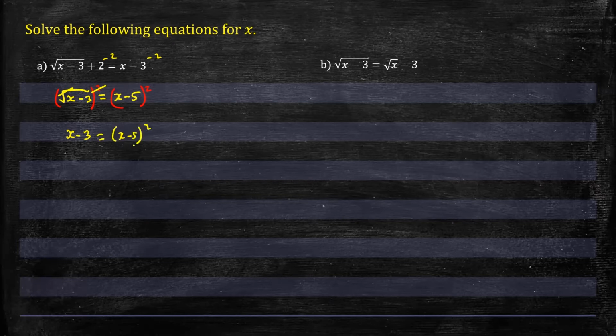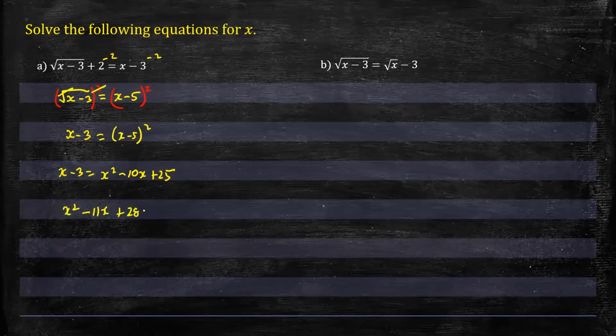So what we should do now is expand the right side. So we have x minus 3 on the left equals x squared minus 10x plus 25. So this is looking like a quadratic equation. So let's write it out as x squared minus 11x plus 28 equals 0. And when we factorize this quadratic, we'll get x minus 4, x minus 7 equals 0. And when we solve this quadratic, we'll get the values x equals 4 and 7.